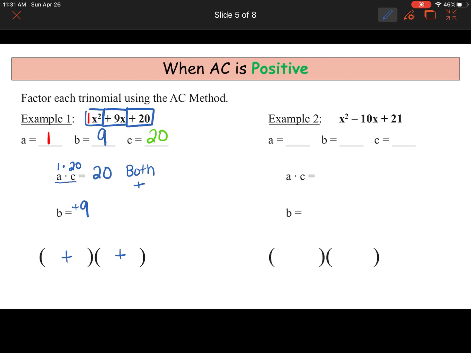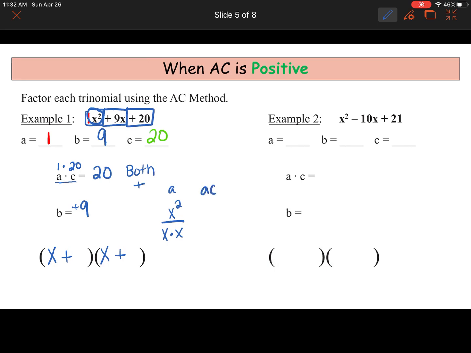Now I have to figure out what goes in between those signs. So here's the rule. I take my A, which is x squared, and figure out its factors. What times what is going to give me x squared? Well, x times x gives me x squared. So I'm going to put that as my first two terms.